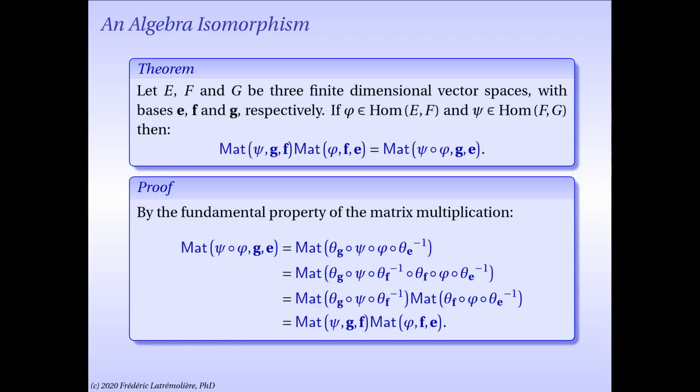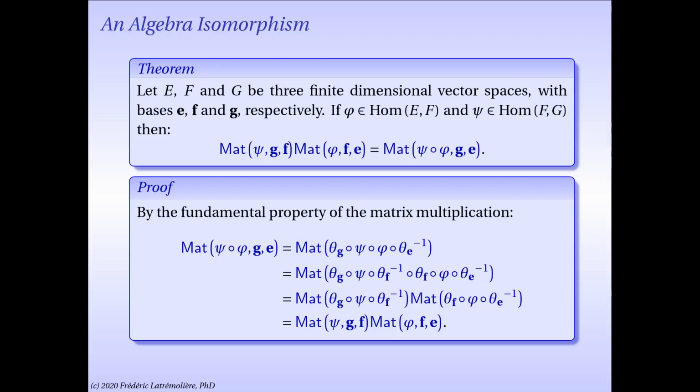The proof follows immediately from our definition of the matrix of linear maps and the definition of the matrix multiplication. Thus, the matrix of psi composed with phi in the ordered basis bold G and bold E is, by definition, the standard matrix of theta sub bold G composed with psi, composed with phi, composed with the inverse of theta sub bold E.